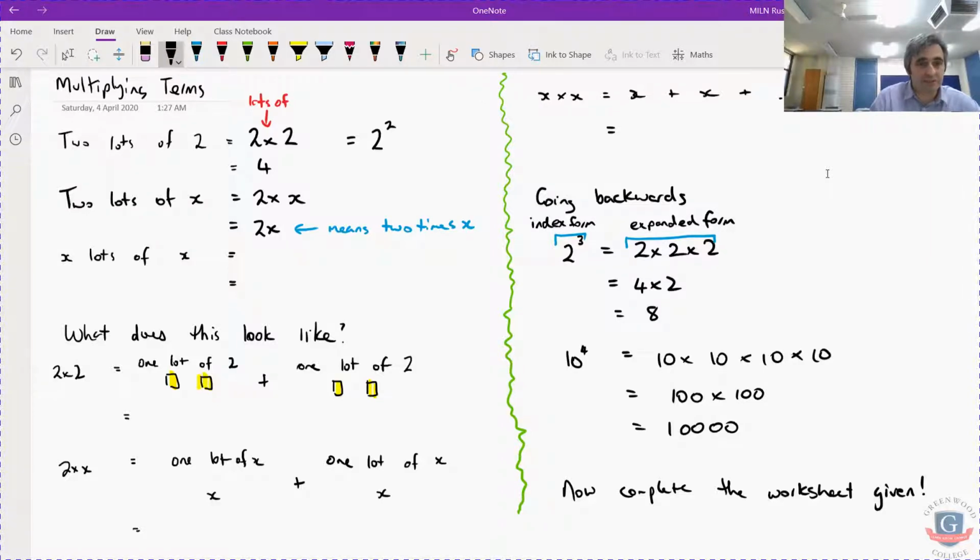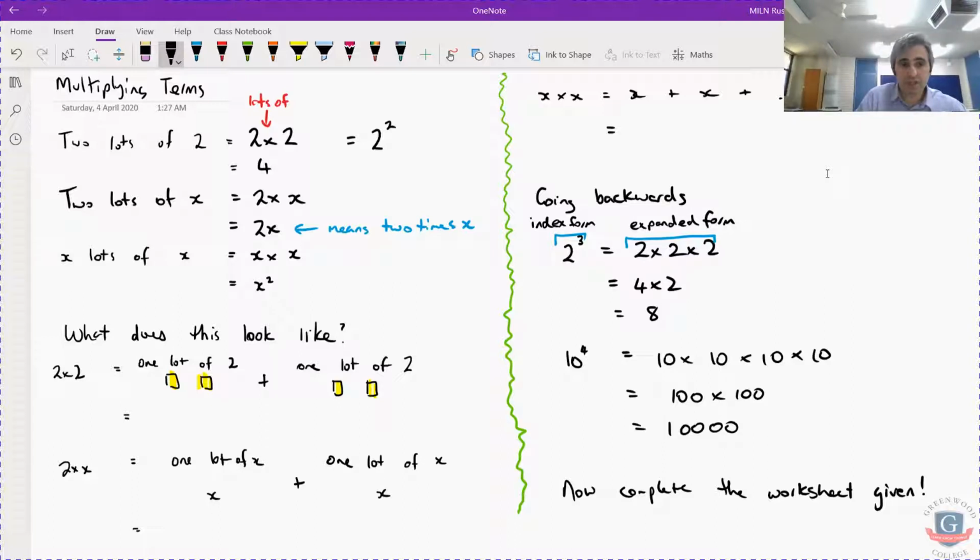Now if we have x lots of x, that just means x times by x. And as we see here, for multiplying something by itself, we can use an index. x is multiplying itself 2 times. 1, 2. x squared.